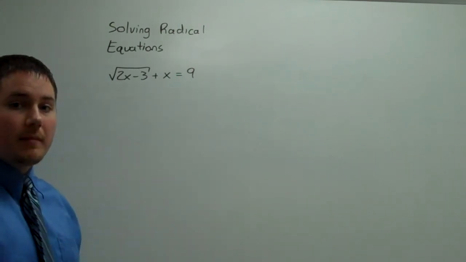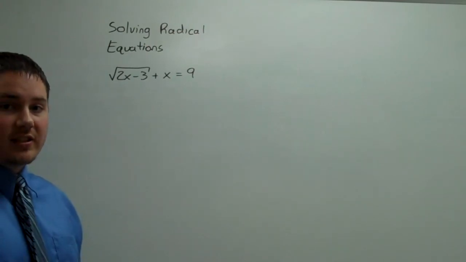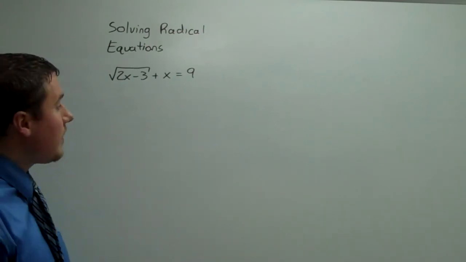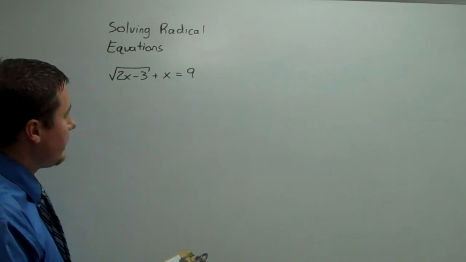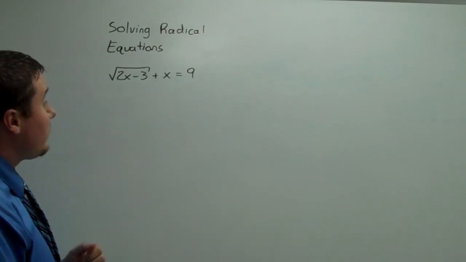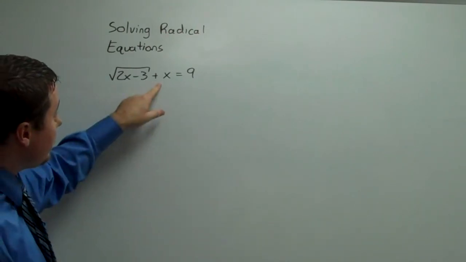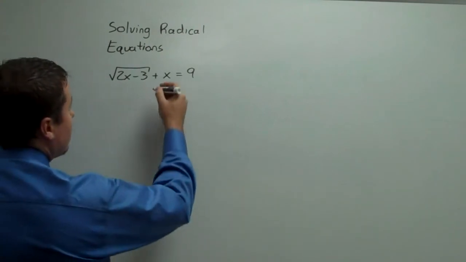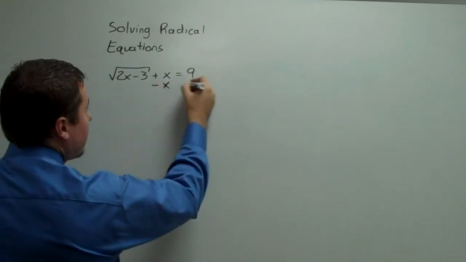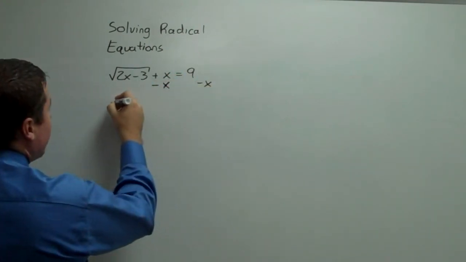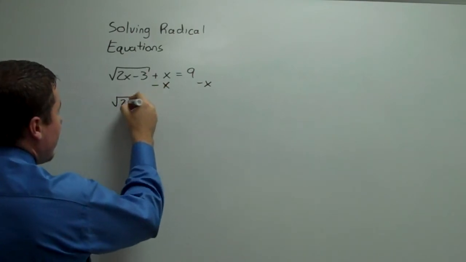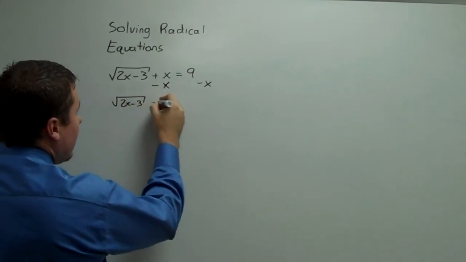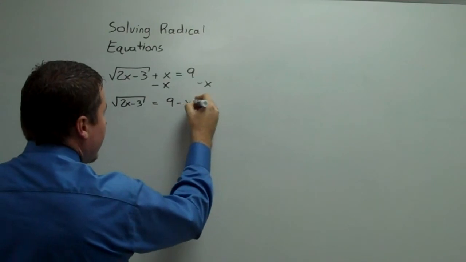As you'll see in a future problem, if we have more than one radical, it will actually keep the radicals in the problem, but it will get us towards the final goal. But in this situation, we only have one radical. So I'm going to move this x over to the other side. I do that by subtracting x from both sides. And I have square root of 2x minus 3 equals 9 minus x.